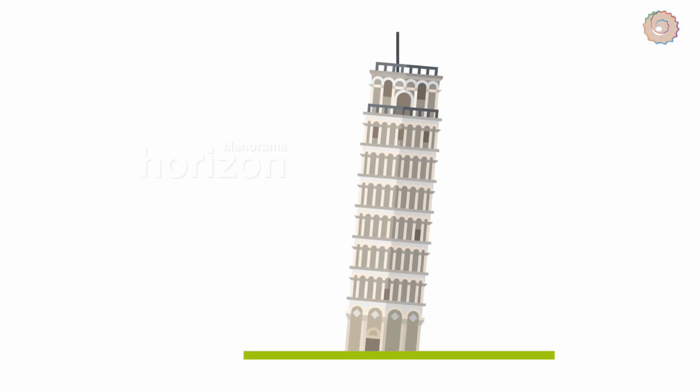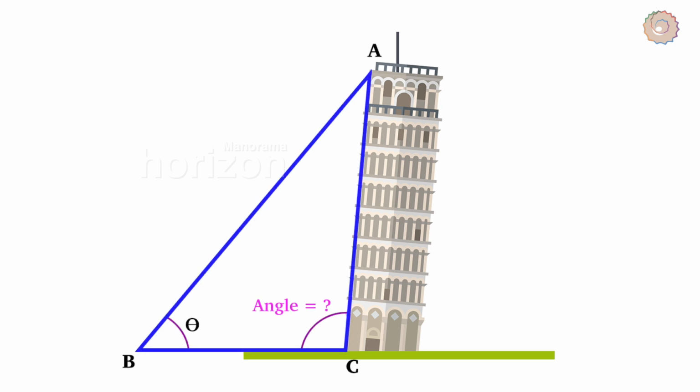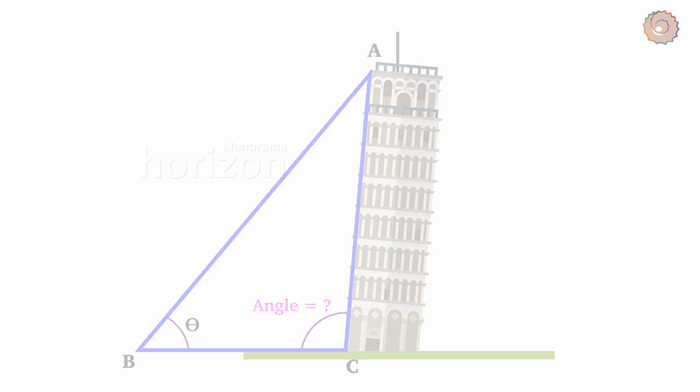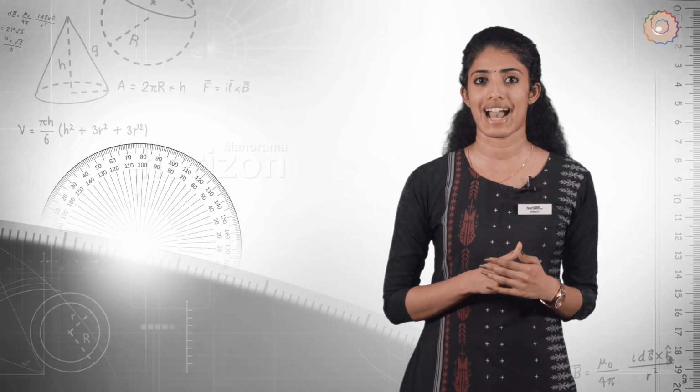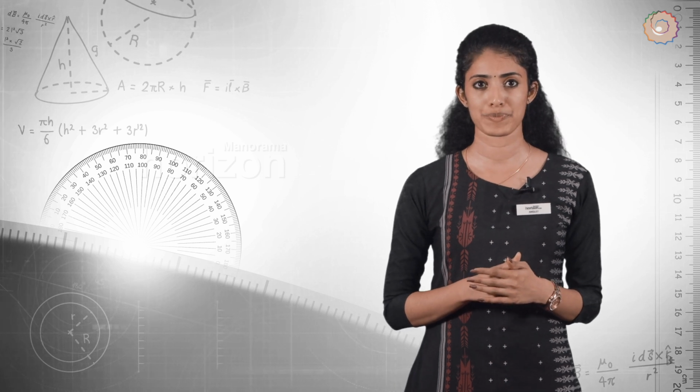Let's say, instead of the Eiffel Tower, it was the Leaning Tower of Pisa. Would the angle be 90 degrees between the base and the building? No. You can apply this concept only for the buildings which stand straight. How would you measure the angle with respect to the building?